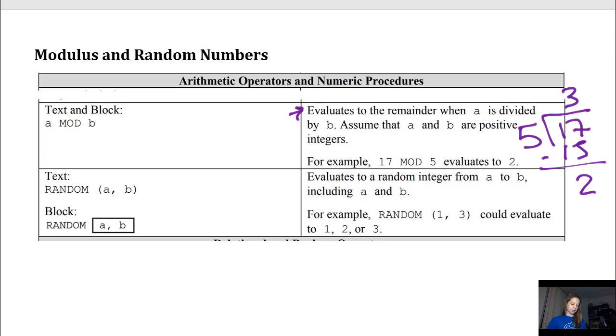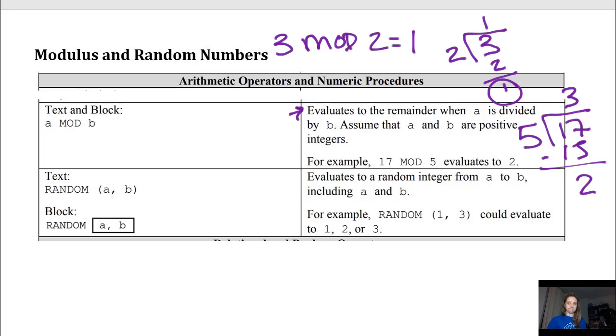Let's do a couple more. Let's do, how about 3 mod 2. So when you take 3 and divide it by 2, you get a remainder of 1. So 3 mod 2 is really equal to 1. We're going to do plenty more of this when we get to the Delta Math skill.